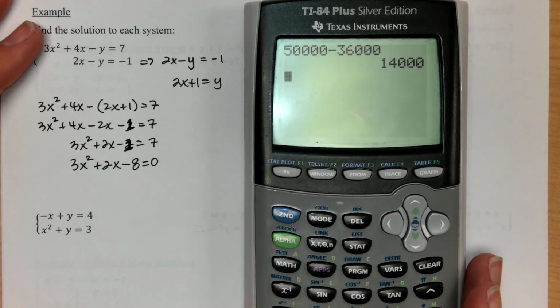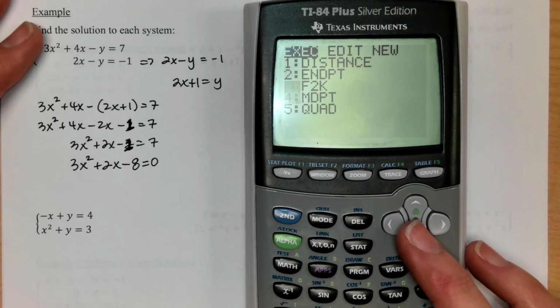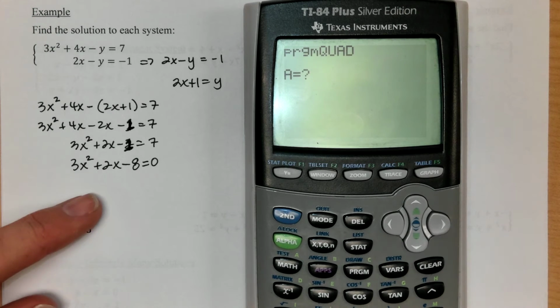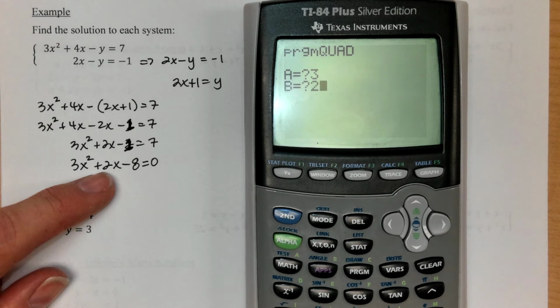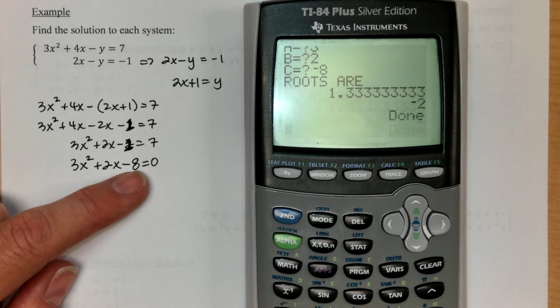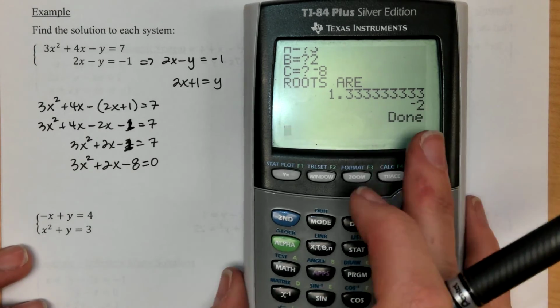This one doesn't factor really easily, so I'm going to use my quadratic formula program, which again I can give to you. Just bring your calculator to me. So I've got a 3, and then I've got a 2, and then I've got a negative 8. So it looks like my two x's are 1.3 repeating and negative 2.